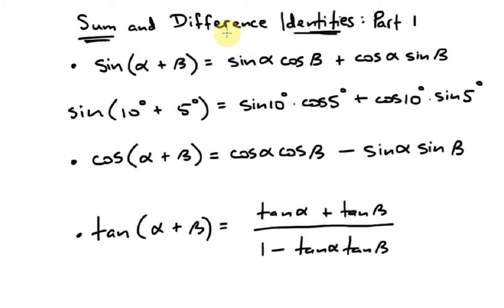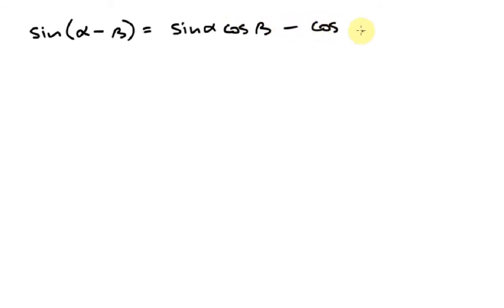And of course, there are those identities also for subtraction, or the difference. So I'm going to clear the screen and show you what those look like. So we have the sine of one angle minus another angle. And it looks like this. You would have sine of the first angle times cosine of the second minus cosine of the first times sine of the second. All right, so that one looks consistent. You've got minus here and you've got minus there.